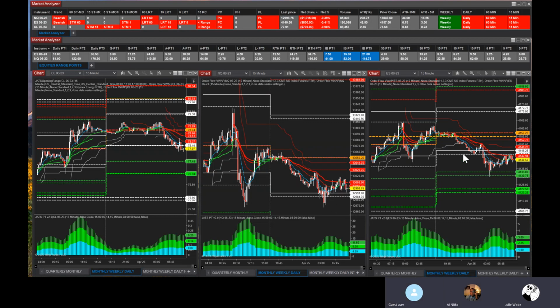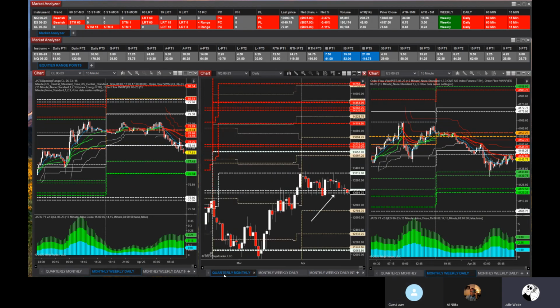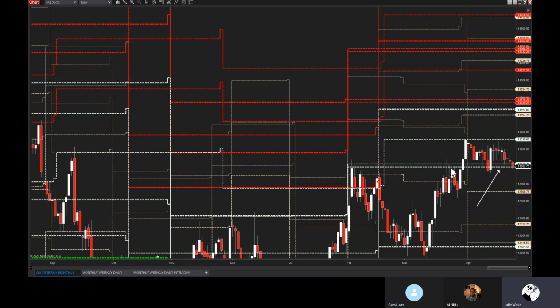So notice that the ES is below the daily one. Already tagged the 2 and came back. The NQ closed below the 1, but then went right back up to the VWAP. So that is in large part due to this further big time frame support.